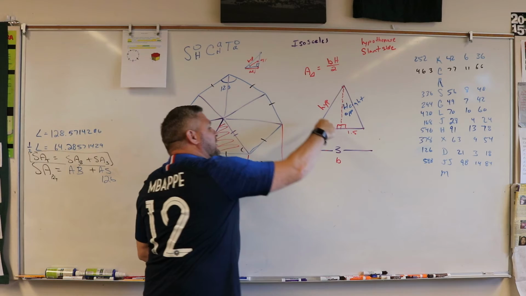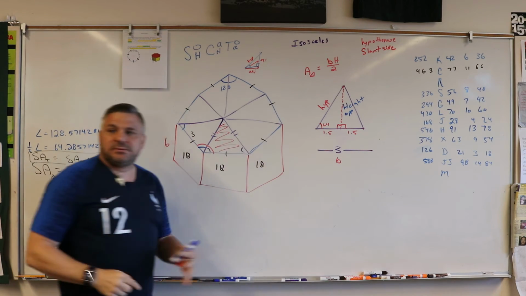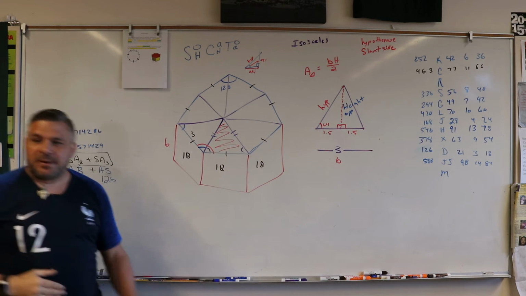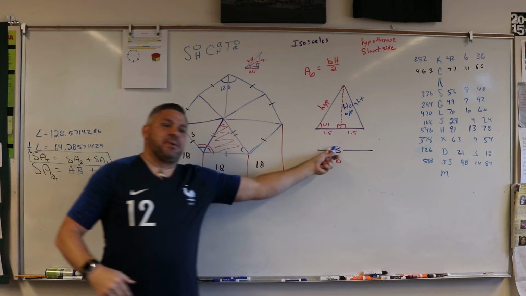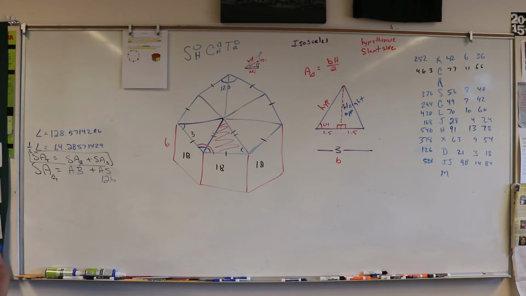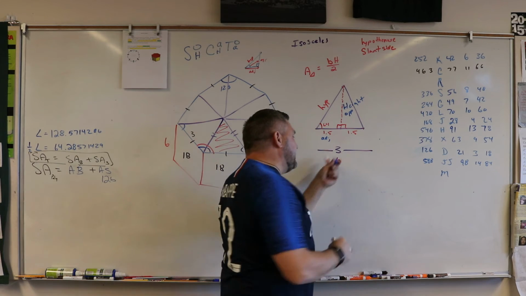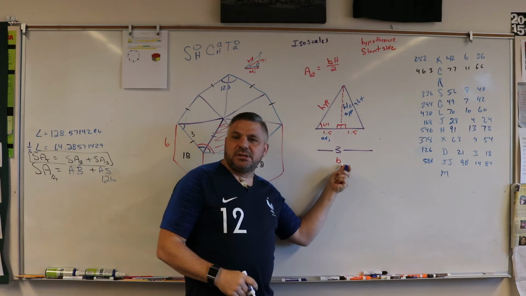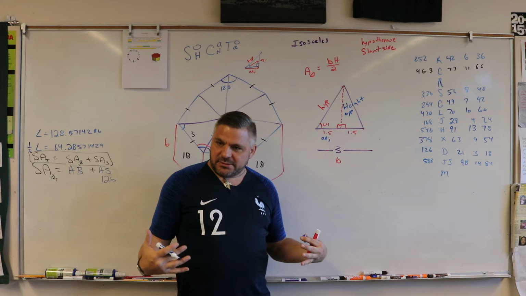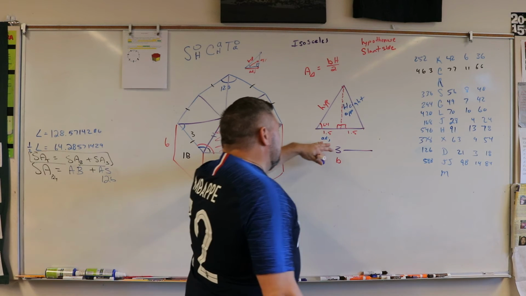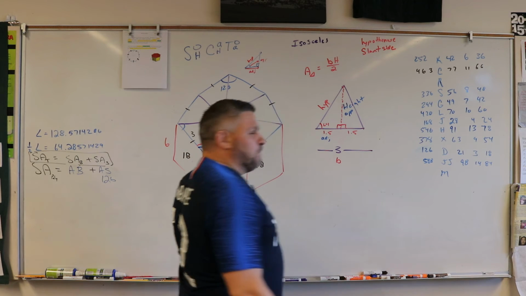We got the hypotenuse. And then what's this side then? What's this side? Adjacent. Okay? So we have our adjacent. Now the adjacent is not our base. It's our half base. Right? So we have our adjacent.